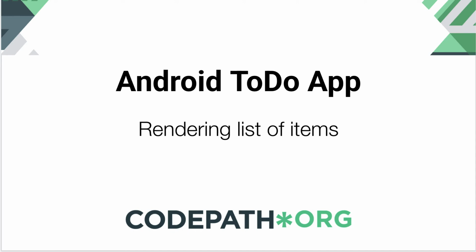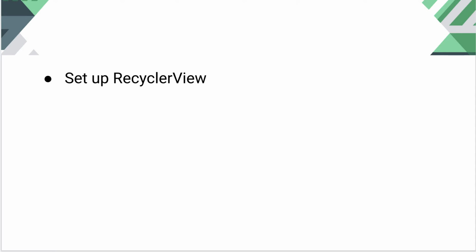So now that we've set up our project and we've built out our first screen with the button and the edit text field and a list of items ready to display, in this video, we're going to look at how to actually put items into our list. So we have just one goal for this video, and that is going to be setting up our recycler view. Just one goal, but it's going to be quite a complicated one. So let's jump into Android Studio.